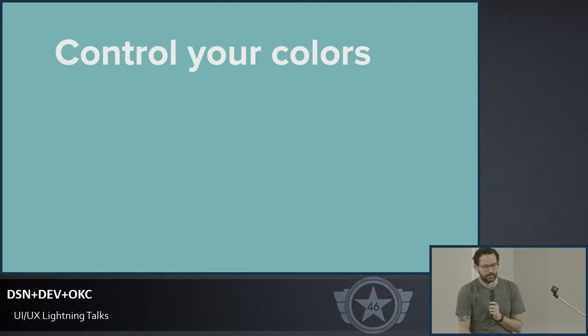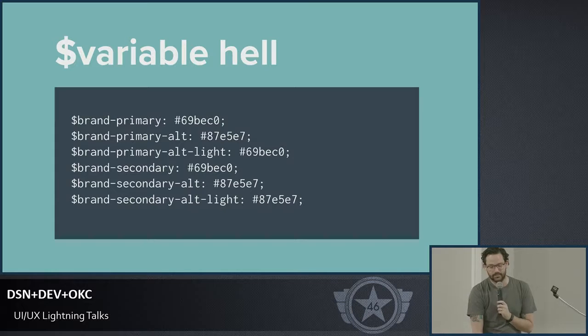Next tip is to control your colors. I'm a big advocate of making sure that every color that makes its way into a design system is predefined up front. The way that a lot of myself and a lot of other front-end developers have done this is by assigning your hex values to variables. That way you can use them across your code, but that ends up creating variable hell, where you have a variable named brand primary alt light, which means nothing and is completely useless and you can never remember it.